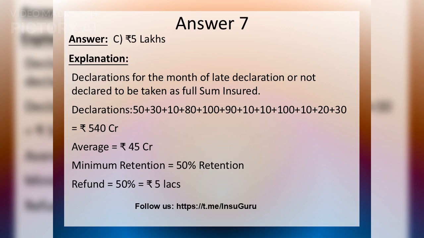Declarations for the month of late declaration are taken as full sum insured. Declarations noted in system are 50 plus 30 plus 10 plus 80 plus 100 plus 90 plus 10 plus 10 plus 100 plus 10 plus 20 plus 30 equals 540 rupees CR. Average equals rupee 45C. By taking the average of the declared sums and applying the retention rate, we get a refund of 5 rupees lakhs, as we need to retain minimum 50% premium.